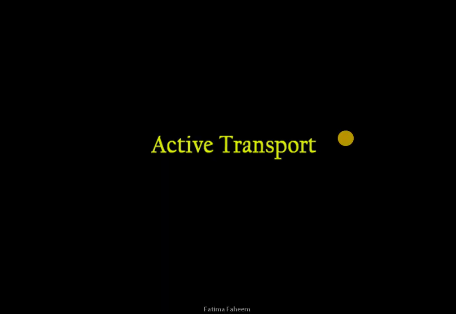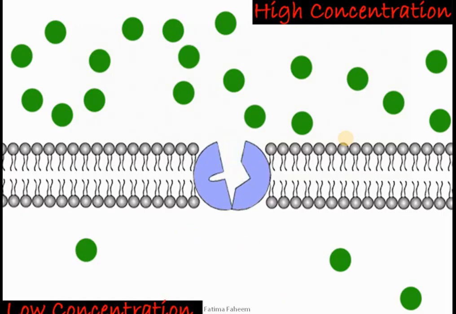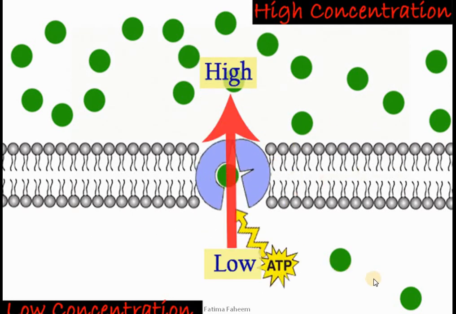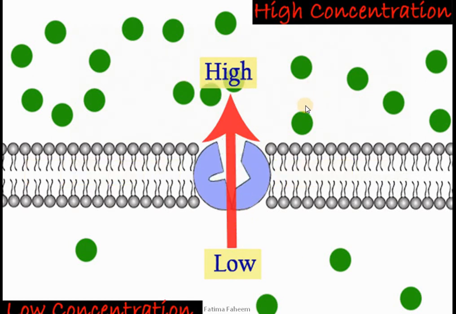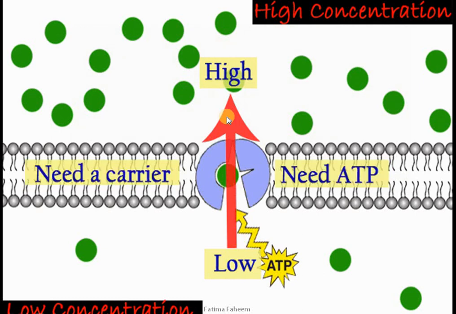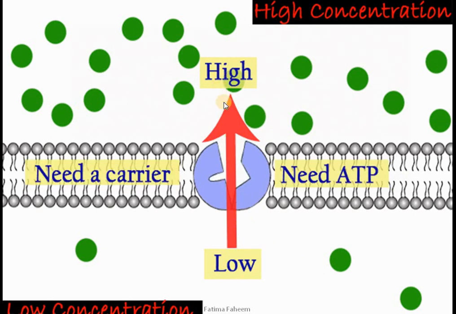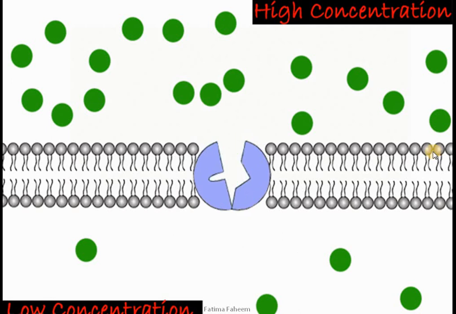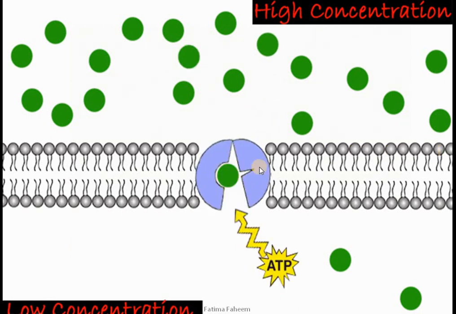This is another diagram to explain the phenomenon of active transport. If you see, the green molecules on this side are in lower concentration, while on the upper side they are in higher concentration. When they are moving from the area of their low concentration to the area of their high concentration, they require energy, which is in the form of ATP. This gray structure indicates the structure of the cell membrane, whose structure you will read in A levels.